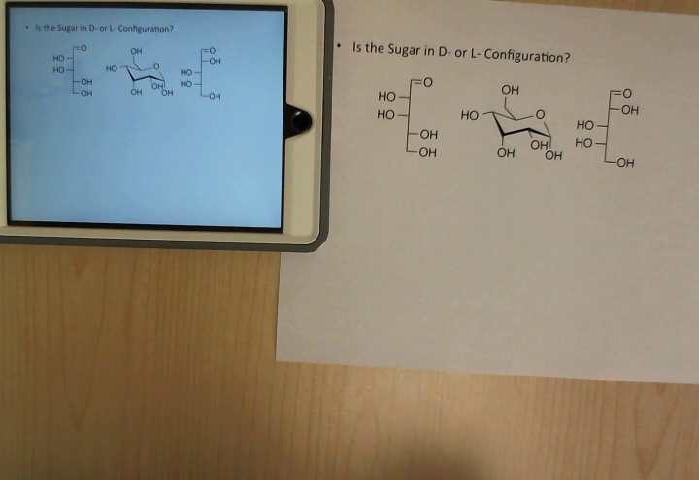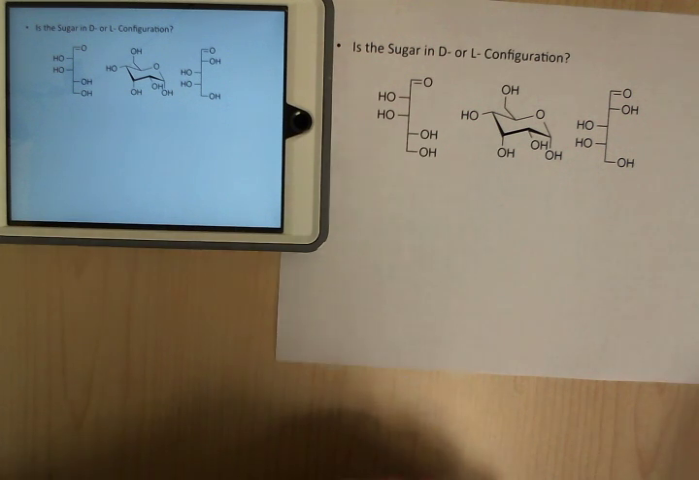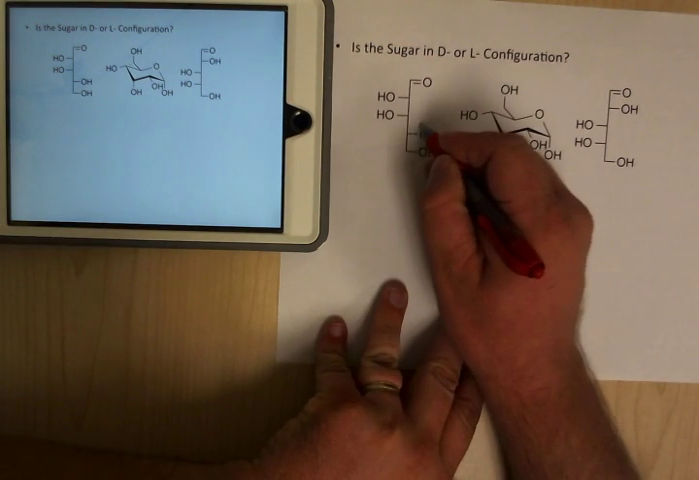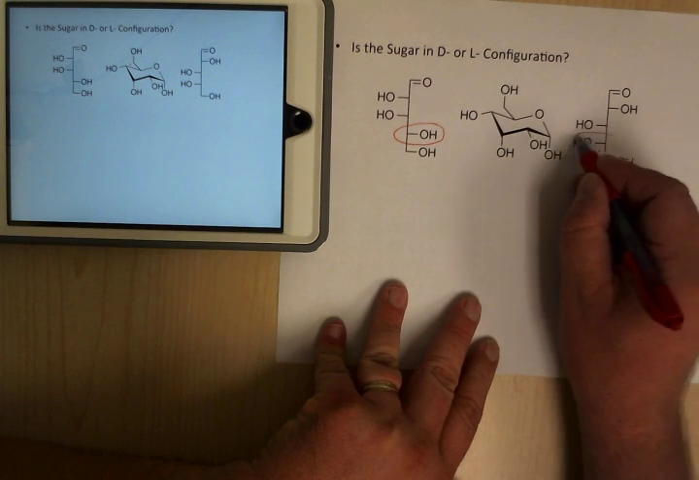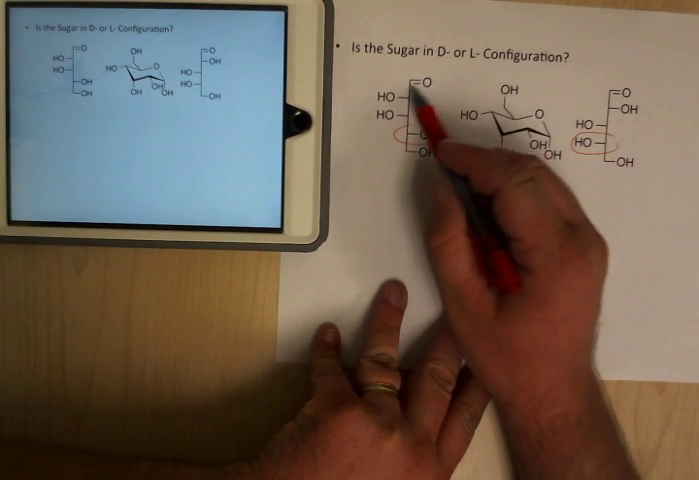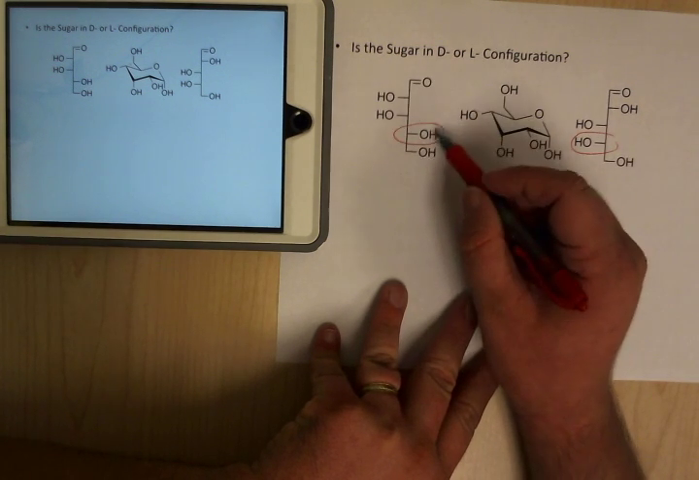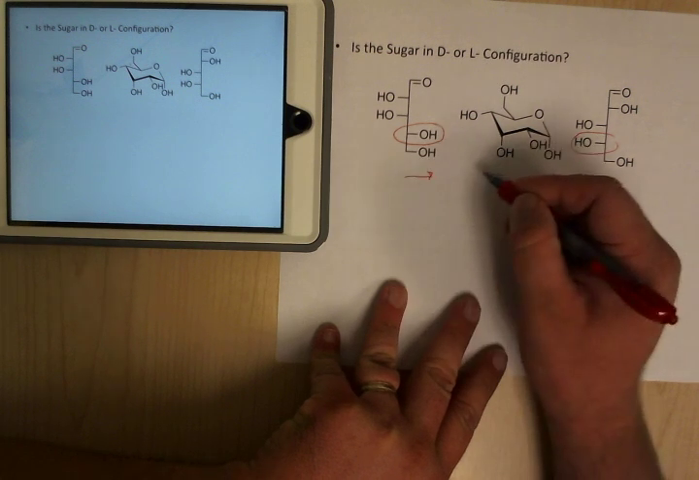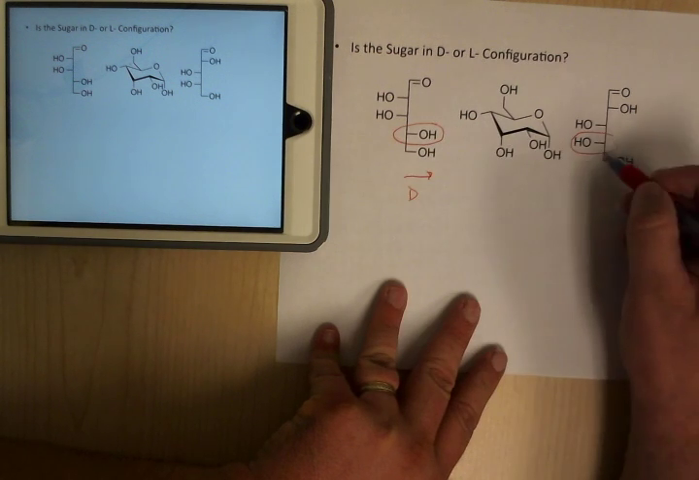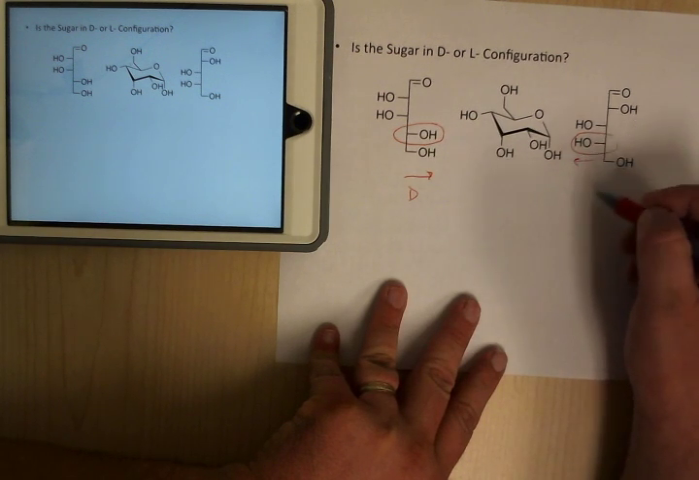Okay, so for D and L, right? So for straight chain, all we need to look at is this one here, the chiral center farthest away from the C double bond O. Okay, and so if it's pointed this way, like this is, it's a D. If it's pointed this way, it's an L.